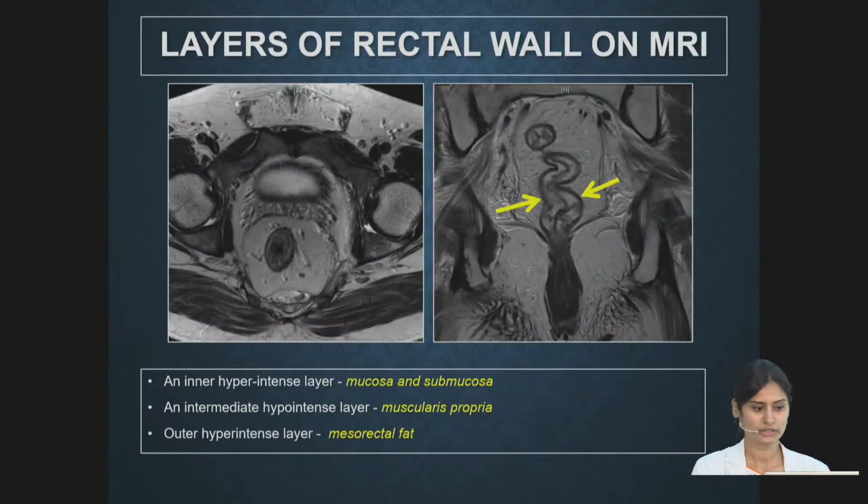So normally on a T2 weighted MRI, you see these layers. The arrows are pointing to the T2 hypo-intense muscularis propria. So you have a very clearly defined muscularis layer on T2 weighted MRI.